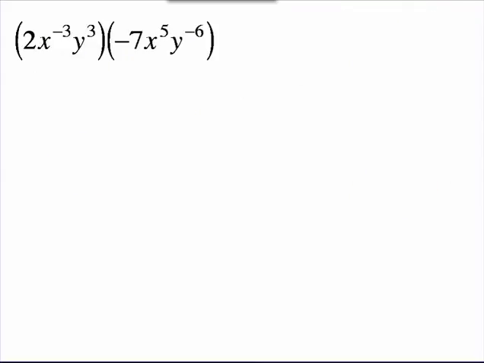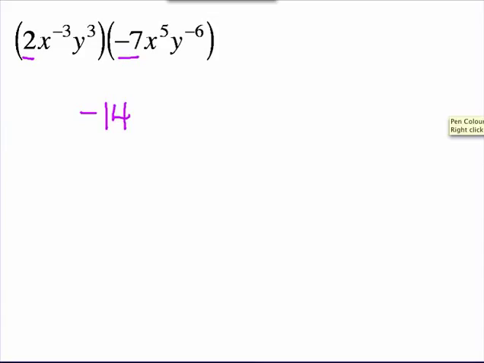Okay, last one I think we're going to look at in this part. So can somebody tell me what my first term will be in my answer? Negative what? Oh, negative 14. Negative 14, because remember, I'm going to start with the coefficients, 2 and negative 7. So 2 and negative 7, if you multiply those, because those are numbers, you get negative 14.